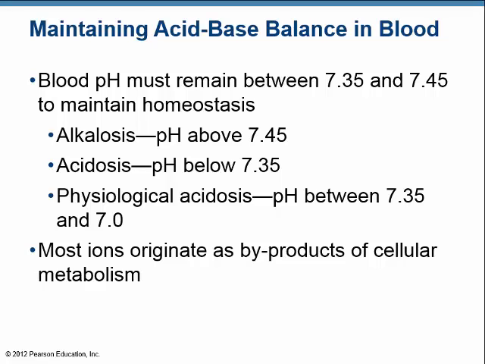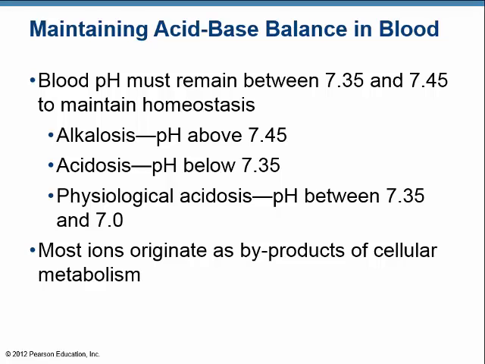Blood pH must remain between 7.35 and 7.45 to maintain homeostasis. Any pH above 7.45 is considered alkalosis. Acidosis occurs when the pH drops below 7.35. Physiological acidosis is a pH between 7.35 and 7.0 because officially anything above 7.0 is in fact alkalosis.